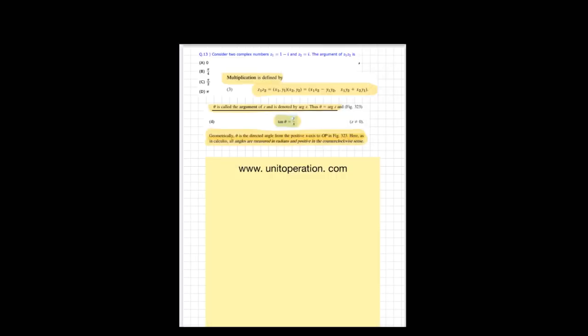13. Consider two complex numbers z1 is equal to 1 minus i and z2 is equal to i. We define a complex number z as x plus iy. So, let us call z1 is equal to x1 plus i y1, and that of course is equal to 1 minus i, which means that x1 is equal to 1 and of course y1 is equal to minus 1.